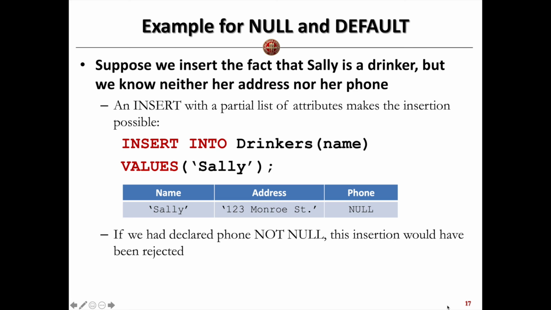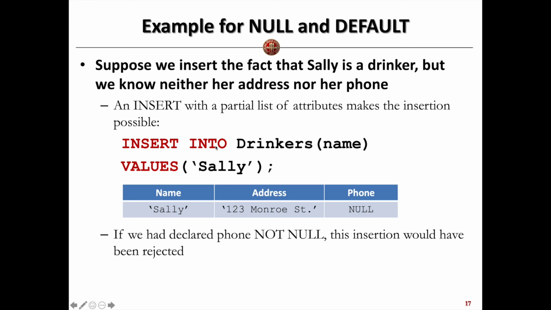Okay, let's come back to the slides. On this page, we'll provide some more examples for NOT NULL and DEFAULT. Let's assume we have created a table for drinkers already, and next we plan to insert some data tuples into it. We didn't mention how to insert data into a table, right? On this page, we show an example. Let's assume we insert the fact that Sunny is a drinker, but we don't know her address or her phone number. We just want to insert Sunny as a drinker, right?